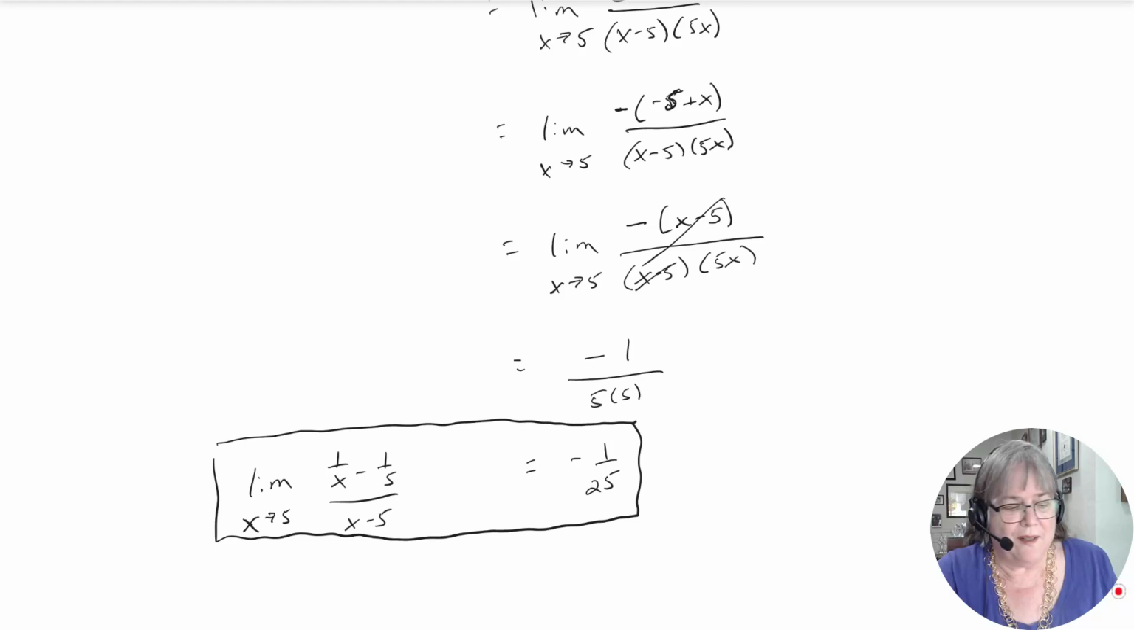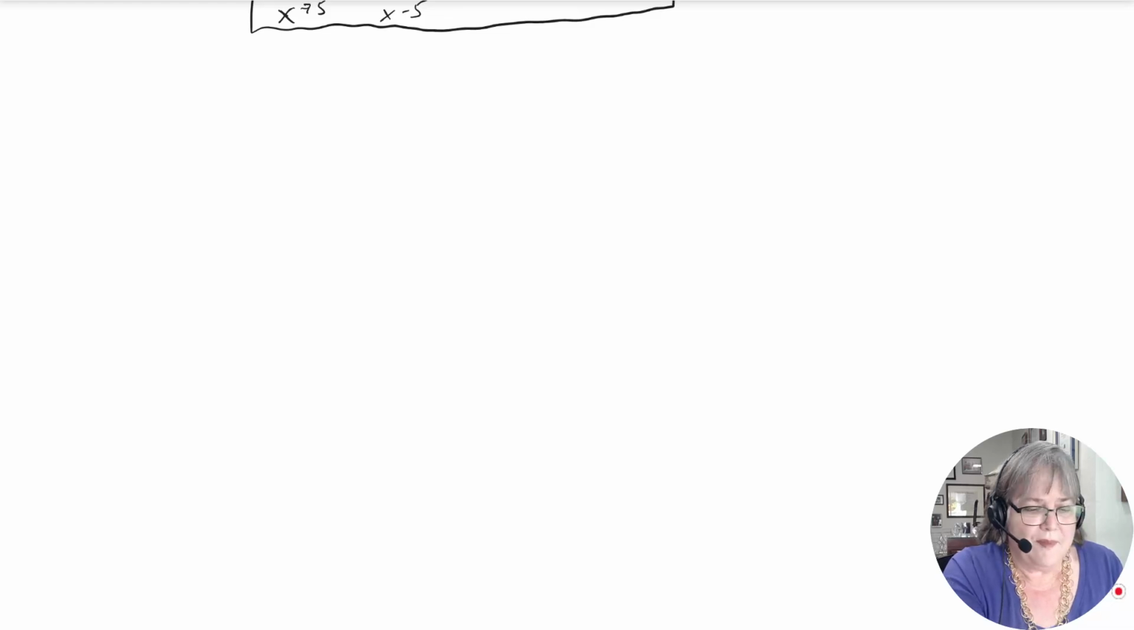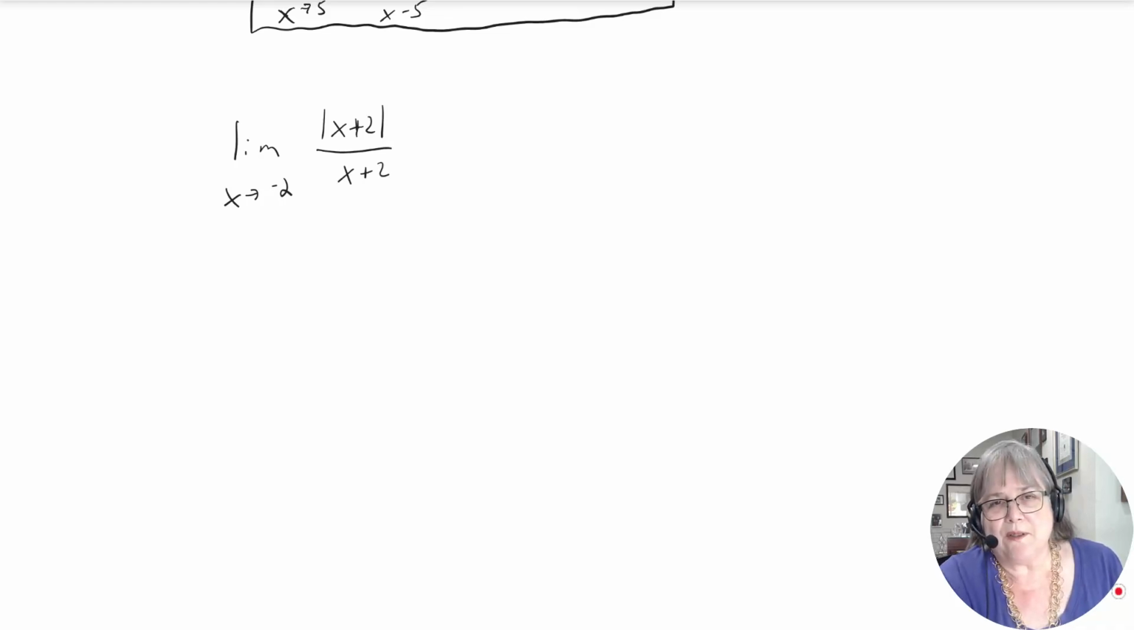Okay, now we're going to go on to a little bit of a different one. So if you have the limit as x approaches negative 2 of x plus 2 over x plus 2, where the numerator is in the absolute value, this is not something over itself cancels, okay?